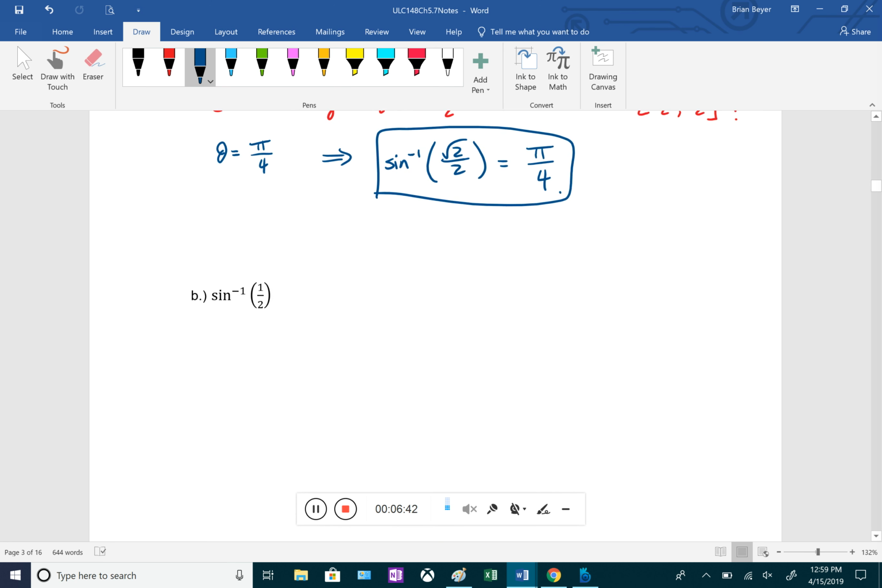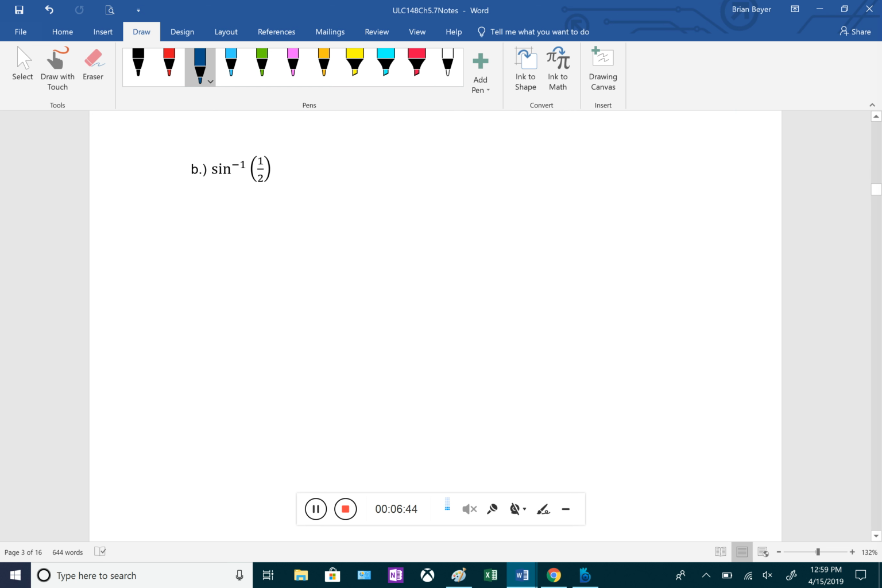Okay, next one we have sine inverse of 1/2. So once again, we can let theta equal this, which means sine of theta equals 1/2. And we're looking for theta here. So we're saying to ourselves, sine of what equals 1/2 when theta is between negative pi over 2 and positive pi over 2.